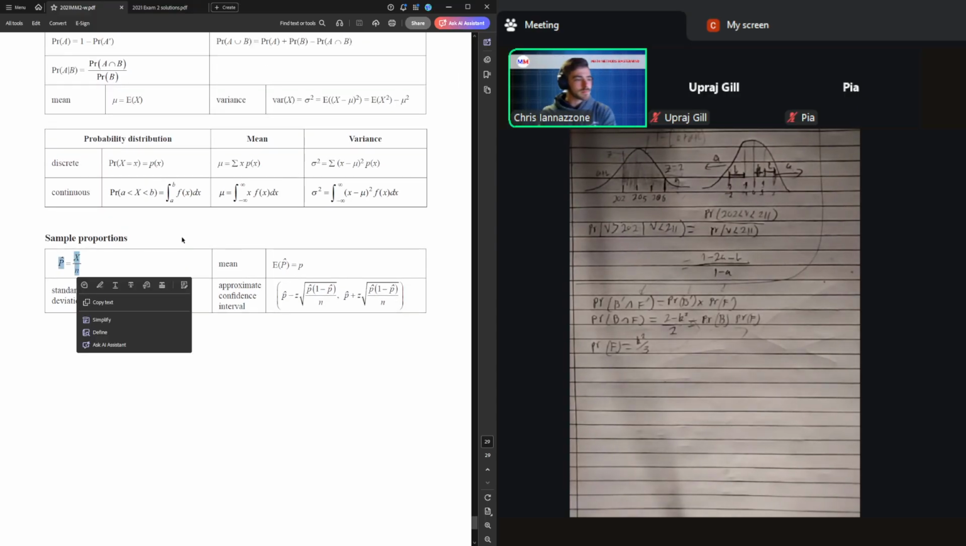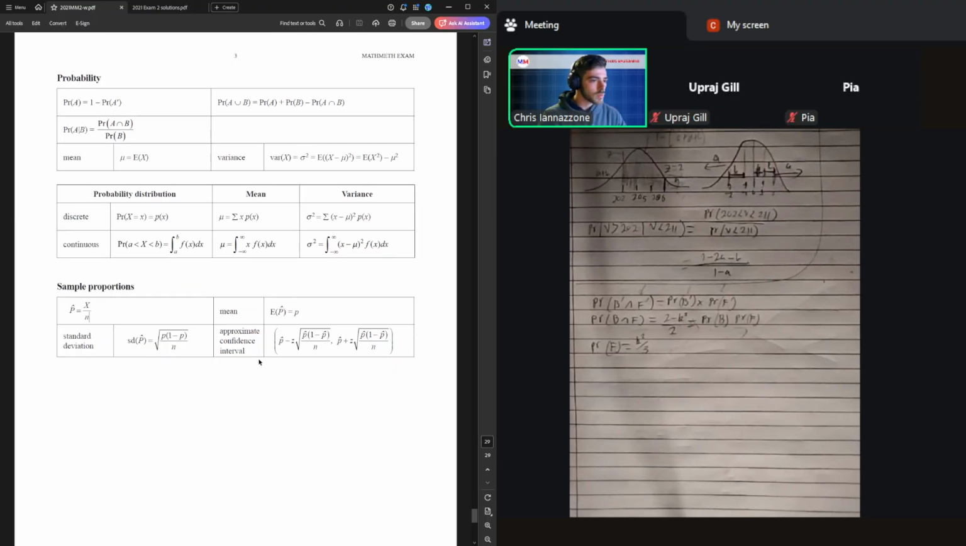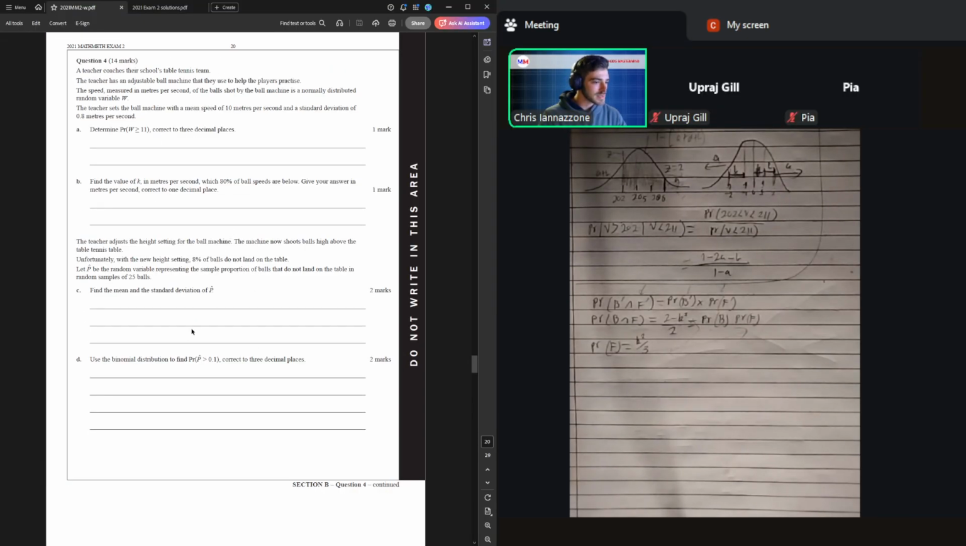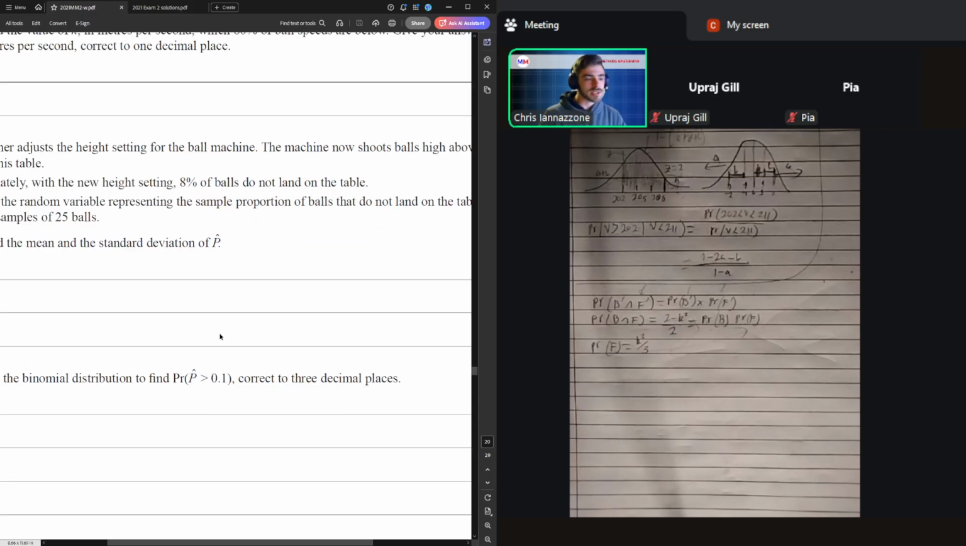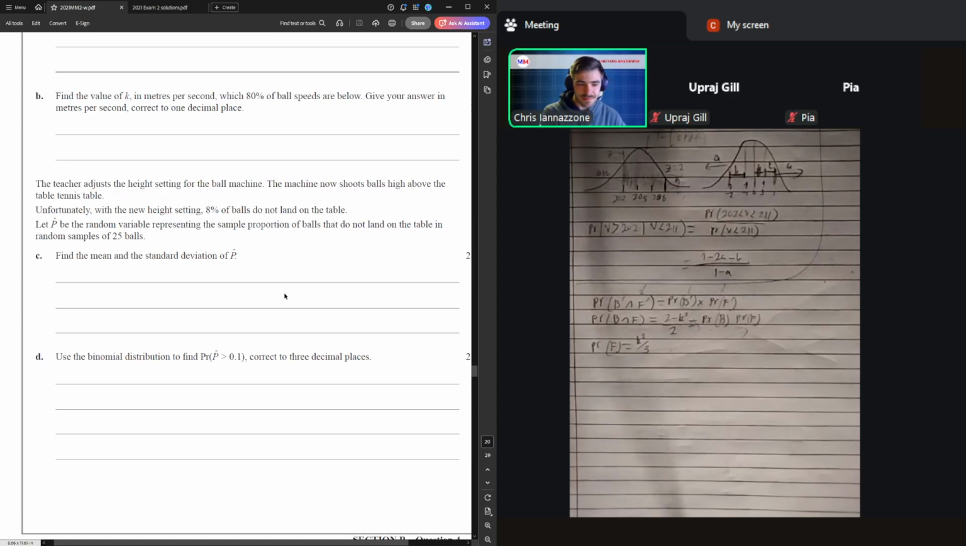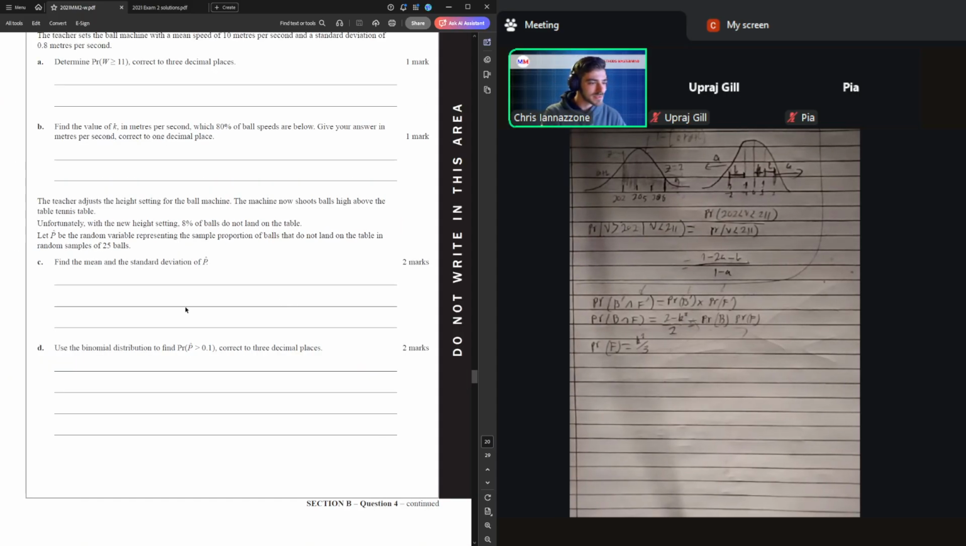That's a very important part of this question. P hat being x on n is one part. The other part is understanding that we're looking at p hat greater than 0.1. So if p hat is x on n, and we're looking for greater than 0.1, well, there's an x in that statement. So if you want to get this in terms of x, it's a fairly quick and easy conversion there. I'll let you have a stab at it. If you're still a bit lost, we'll have a look at the solution.